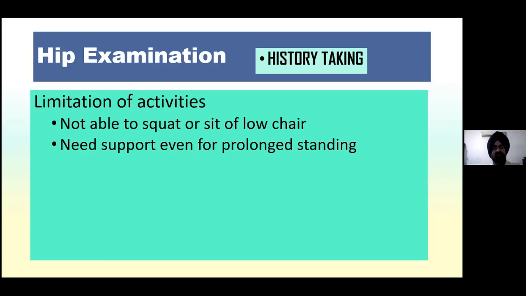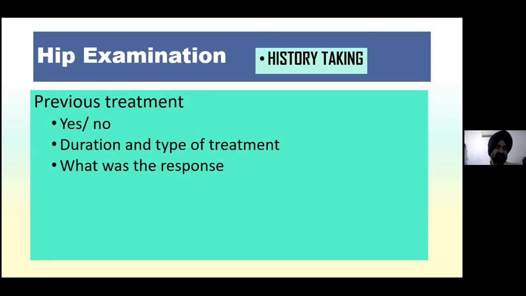We should note the limitations of the activities of the patient, whether he is able to squat or sit on a low chair, whether he needs support even for prolonged standing. About previous treatments, whether he has taken any, yes or no, the duration and type of the treatment, what the response was, and whether the treatment was medical or surgical.